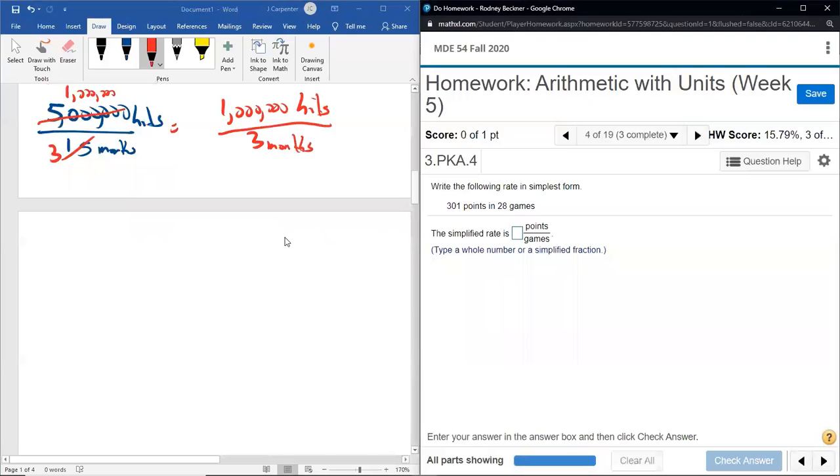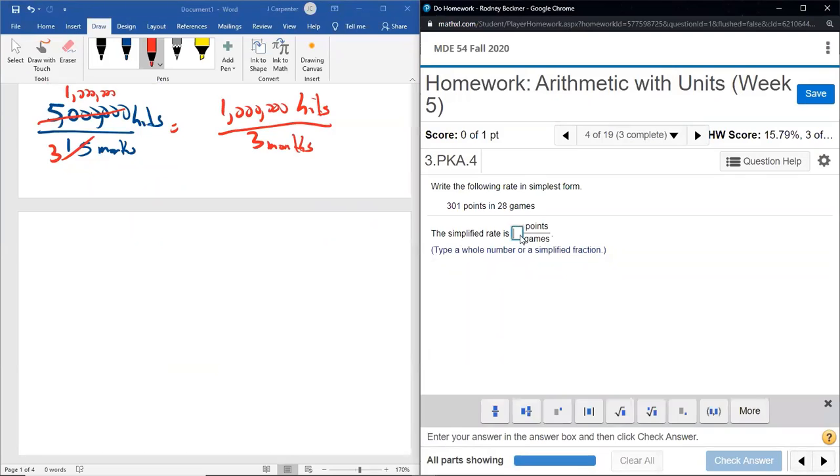All right, write the following rate in simplest form. So again, type a whole number or a simplified fraction. They're still not getting this as a unit rate. Unit rate means you're going to do the division, absolutely. So 301 points over 28 games. So this sounds like we've got a sports ball person playing, and over 28 games, they scored 301 points. And we're trying to figure out, I would call this more their average if we break this down to a every game basis.